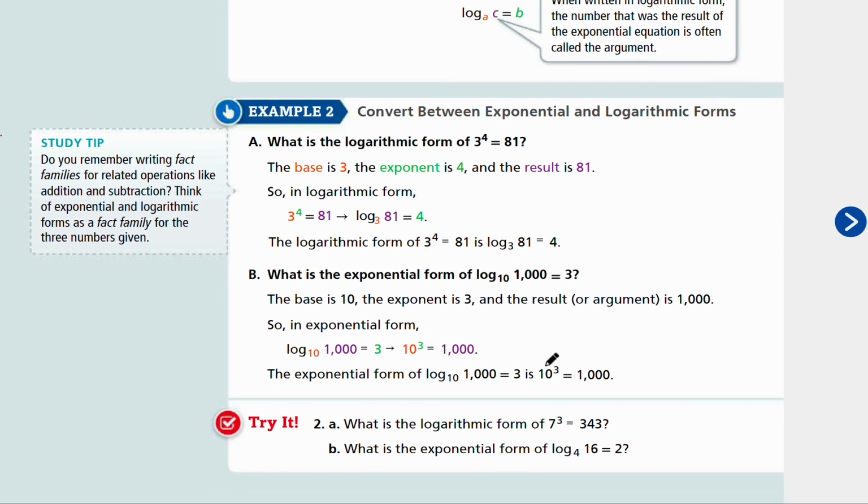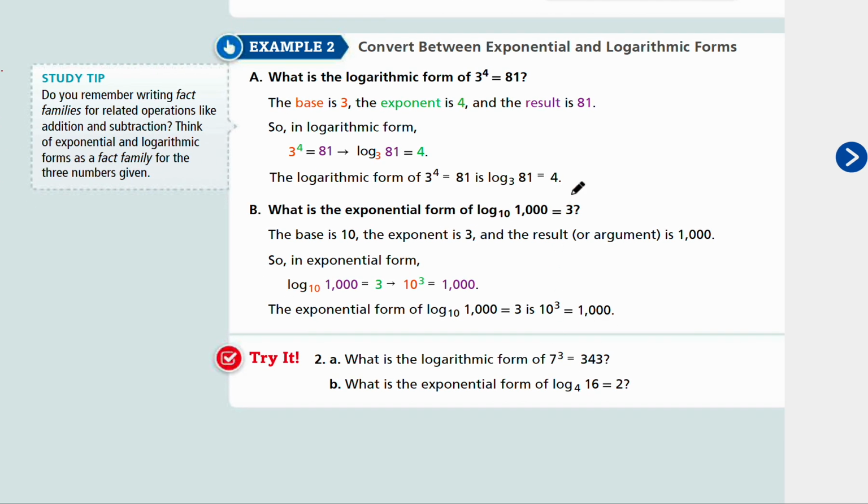Convert between exponential and log forms. Now we're going to practice converting the different forms more. So look at part A. What's the log form of 3 to the power of 4 equals 81? You change it to log form. Base is 3, exponent is 4. The result is 81. So log base 3 of 81 is equal to 4.